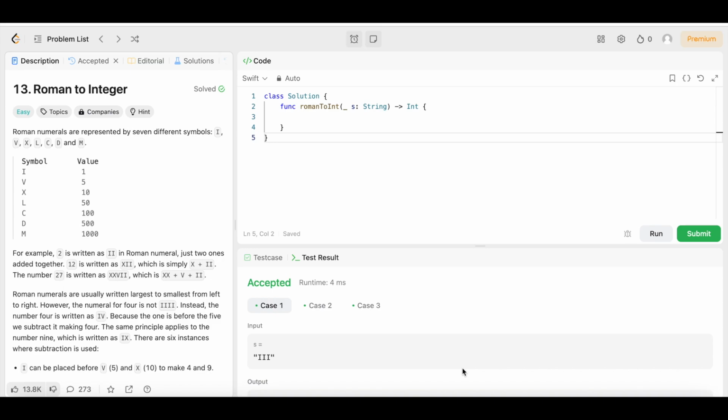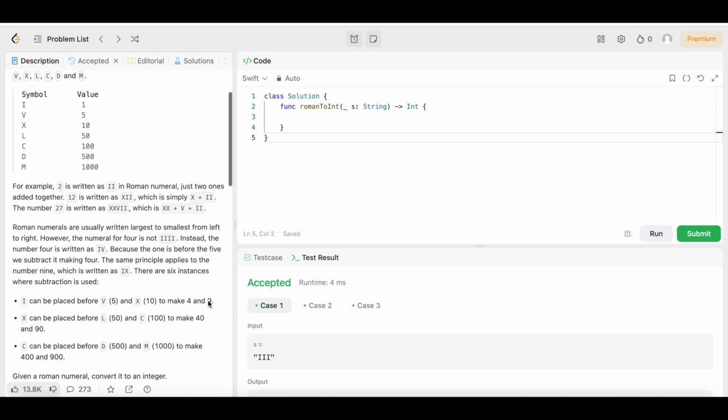12 is written as XII, which is simply X plus II. The number 27 is written as XXVII, which is XX plus V plus II. Roman numerals are usually written largest to smallest from left to right. However, the numeral for 4 is not IIII. Instead, the number 4 is written as IV because the 1 is before the 5. We subtract it, making it 4.